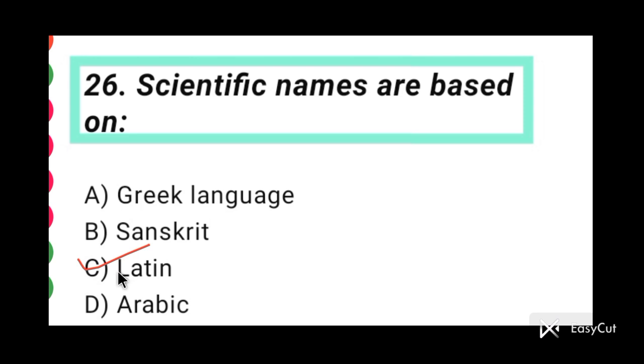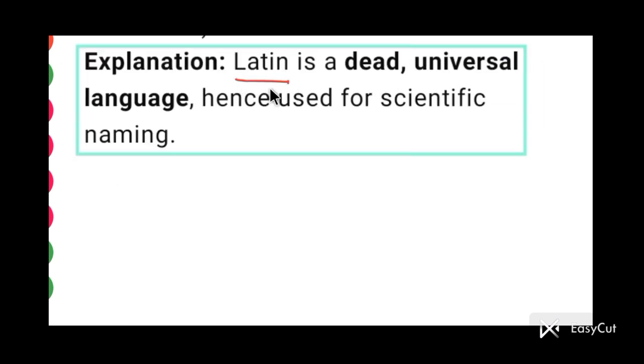First universal rule of nomenclature is biological names are generally in Latin and written in italics. They are Latinized or derived from Latin irrespective of their origin. So Latin is a dead universal language, hence used for scientific naming.